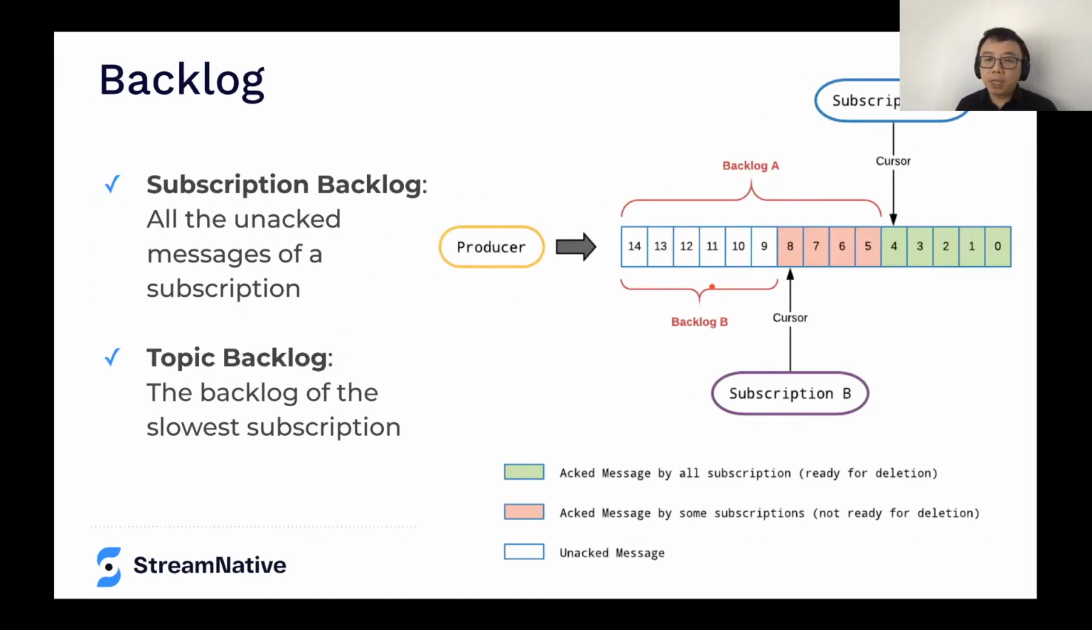and another 6 messages in backlog B. That means for this topic, the topic backlog is actually the 10 messages, which means we are using backlog A as the topic backlog. And this basically measures all the unacked messages for all the subscriptions. And that is the backlog.